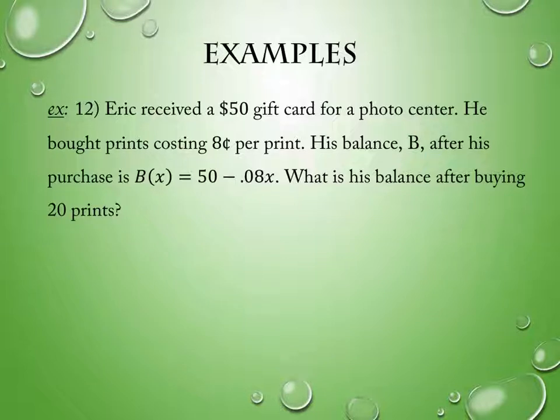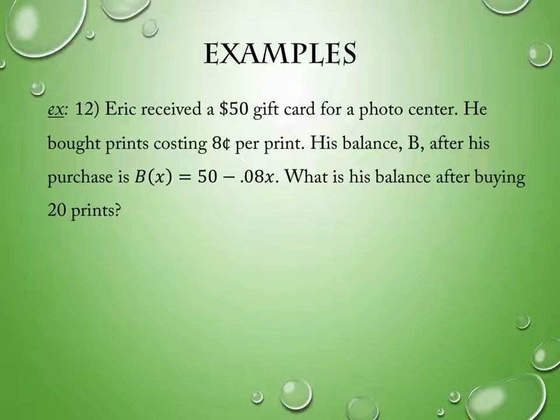Eric received a $50 gift card for a photo center. He bought prints costing 8 cents per print. His balance, B, after his purchase was B of x equals 50, that's the $50, minus 0.08x. Where did the 0.08 come from? It's 8 cents in dollar form, right? And why is it multiplied by x? Because x is the number of prints. And the question is, what is his balance after buying 20 prints?